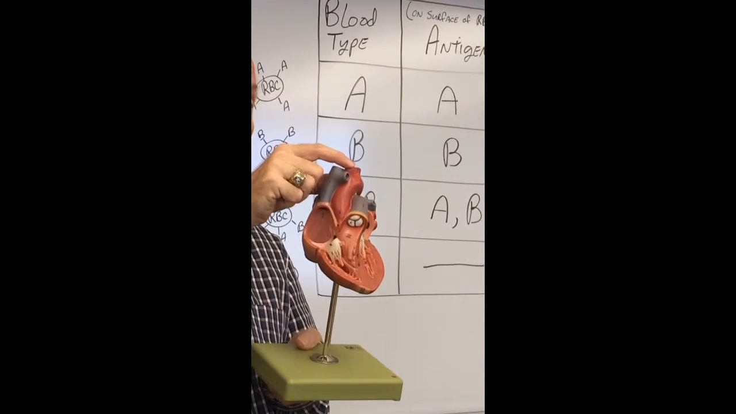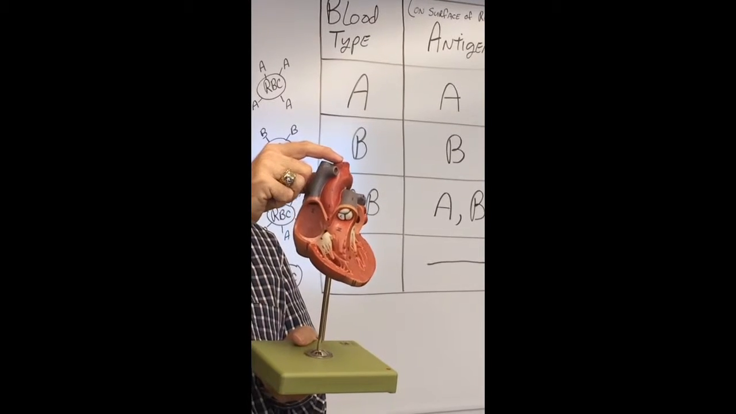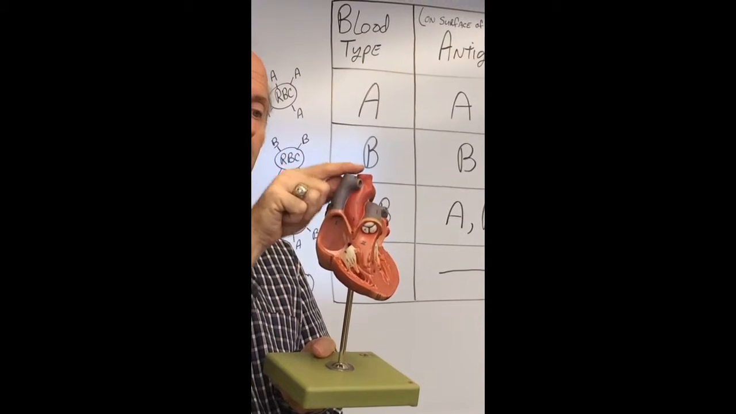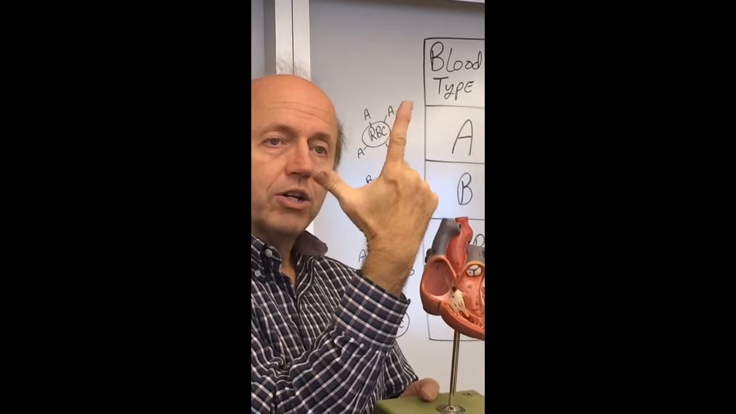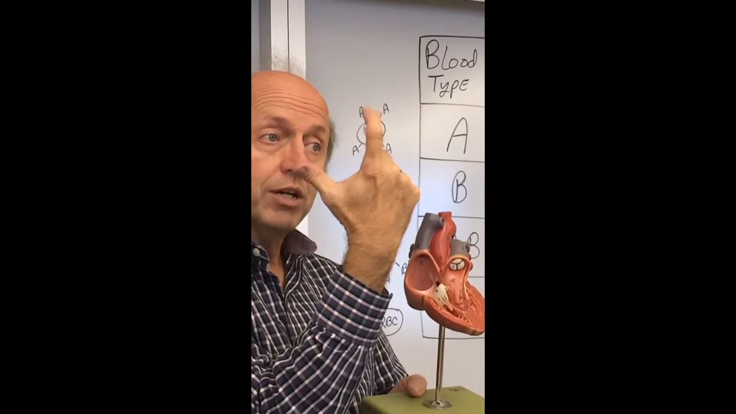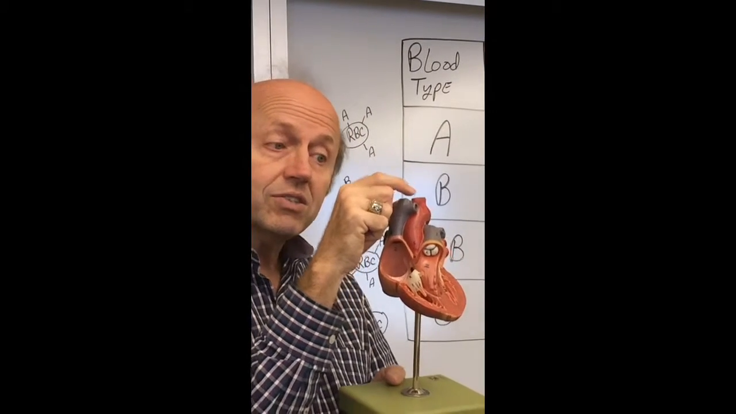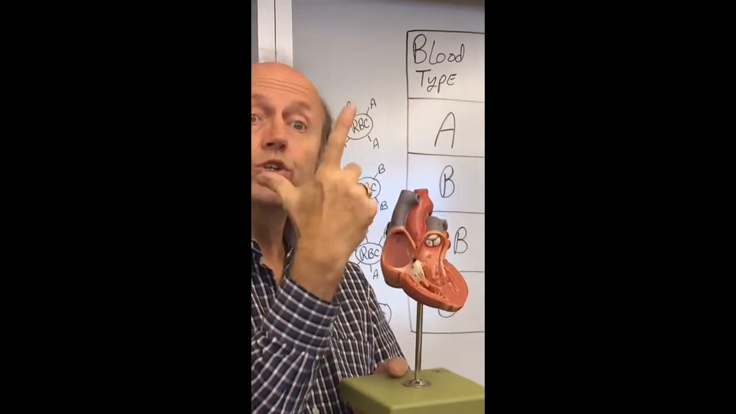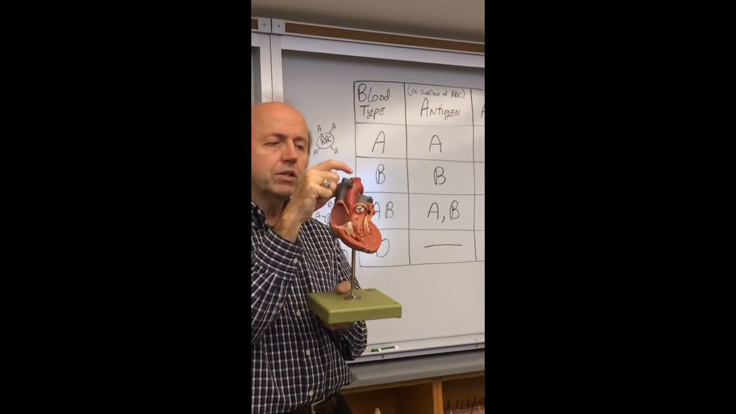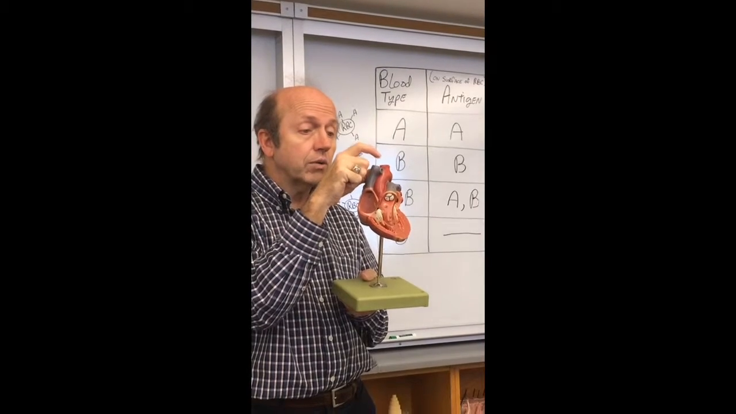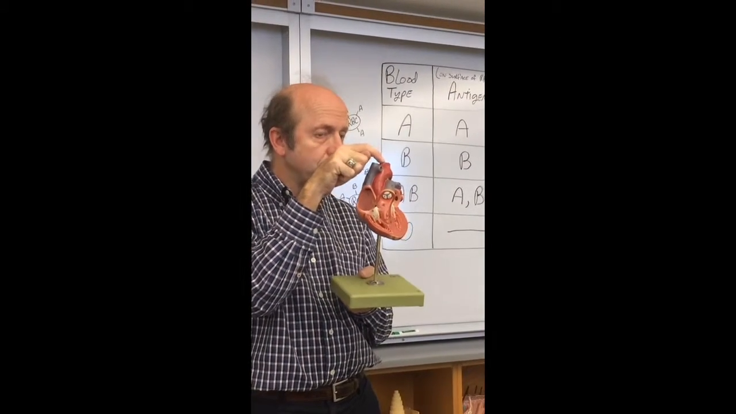Brachiocephalic artery. Brachio means arm, right? And cephalic means head. So what's going to happen is this is going to come up and it's going to split like this. A branch will become the subclavian, another branch will become the right common carotid. So brachiocephalic is one vessel that's going to split into two. One going to the arm, one going to the head. So the right subclavian and the right common carotid are going to come off of this one.